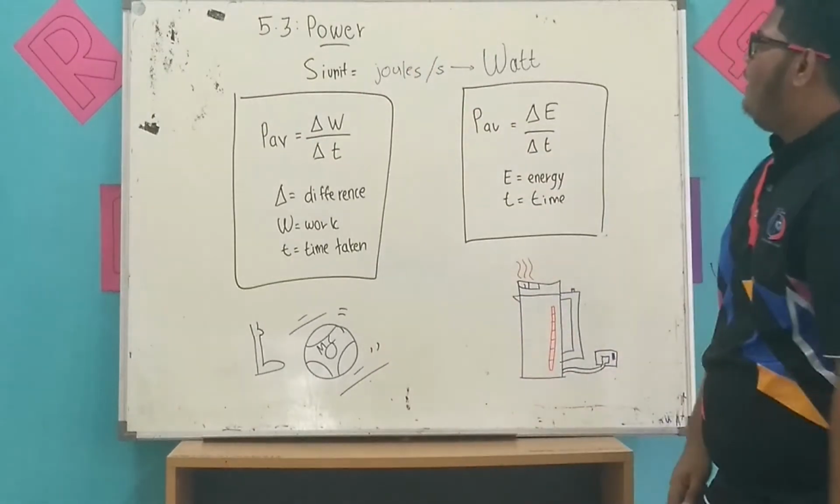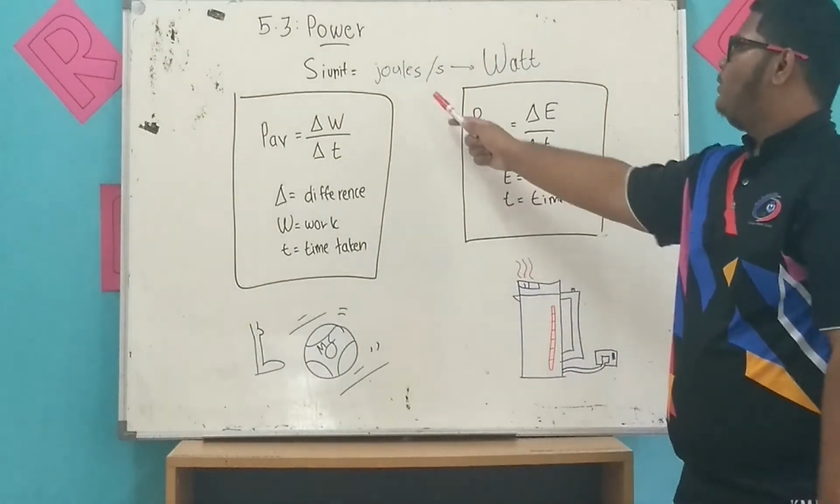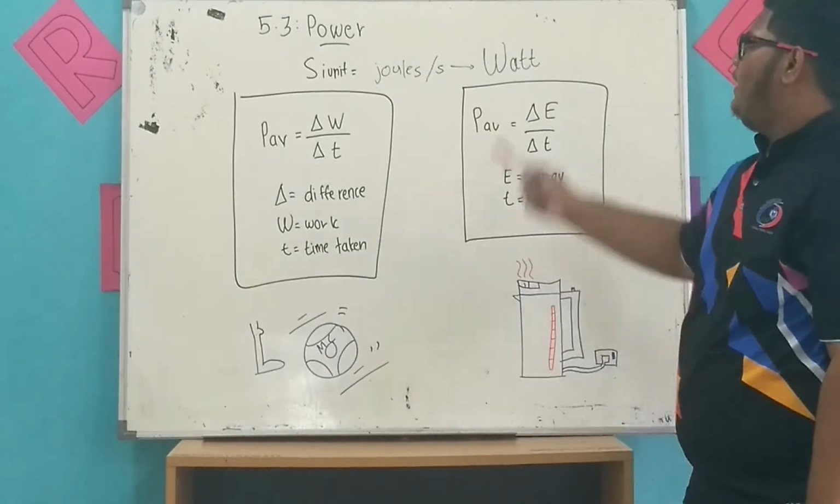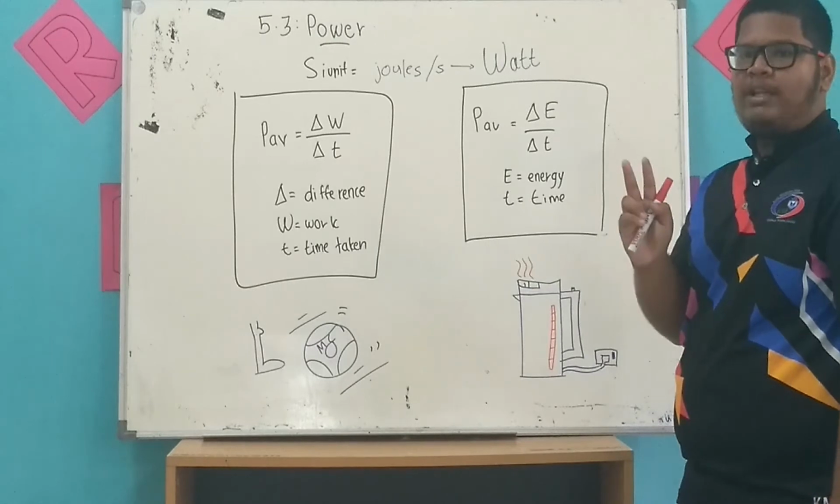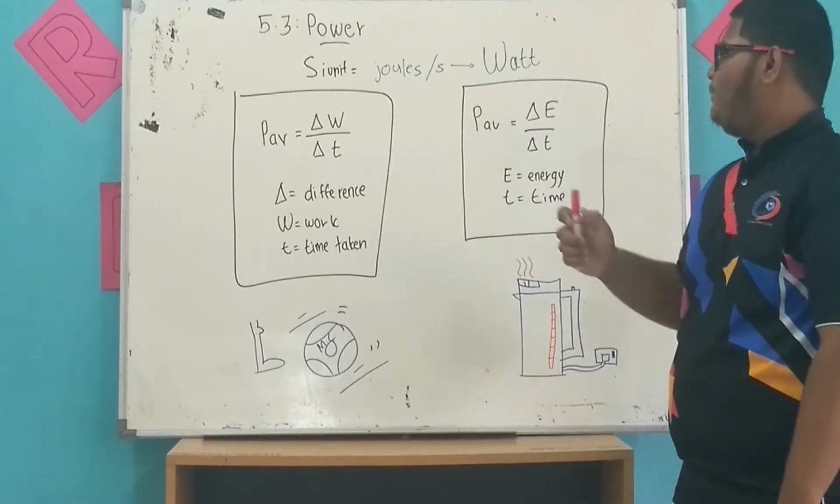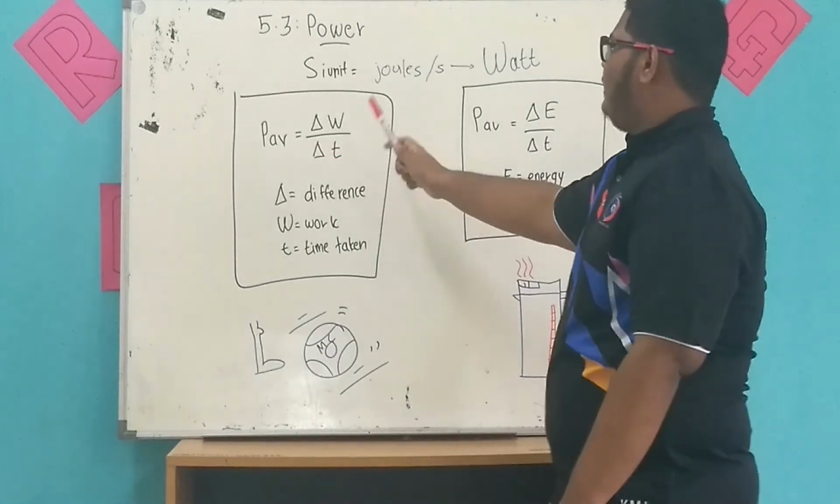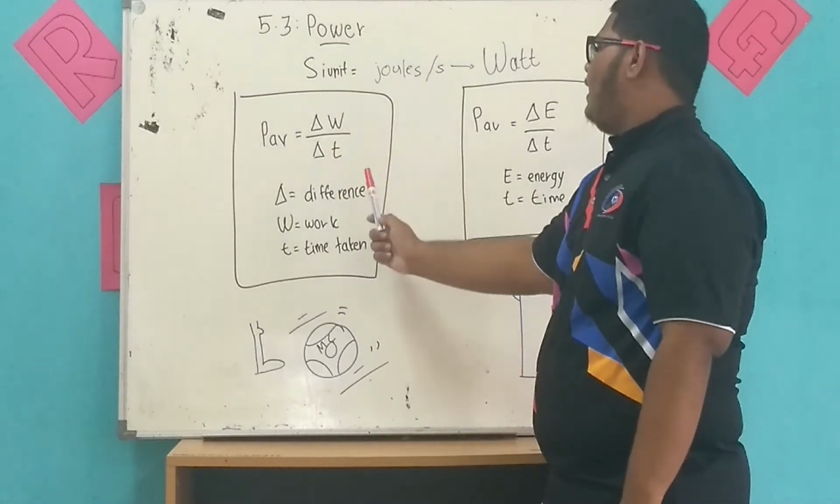So today I will be presenting about chapter 5.3, power. We all know that the SI unit for power is joules per second, or we can call it watt, W-A-T-T. There are two formulas for power. The first formula is average power equals delta work over delta time.